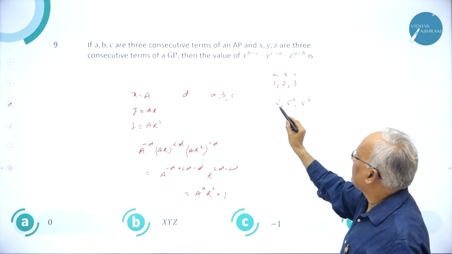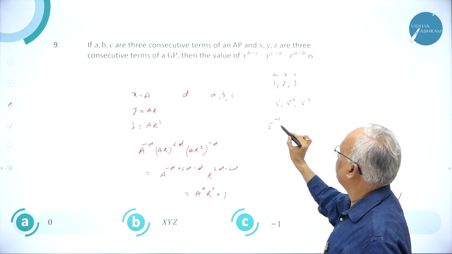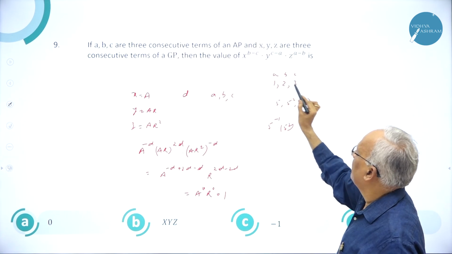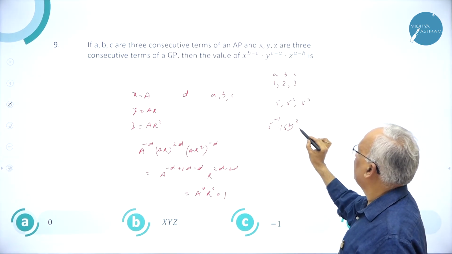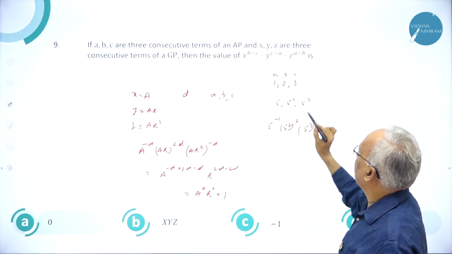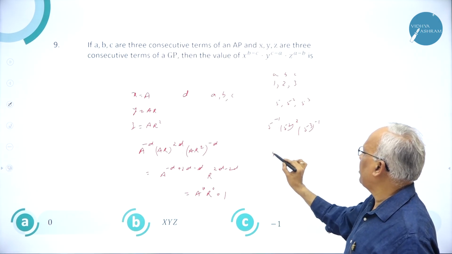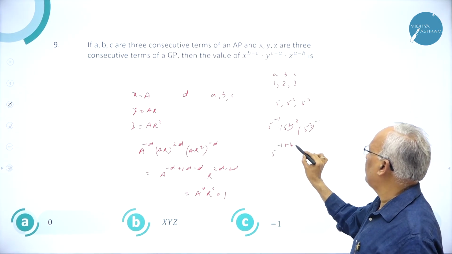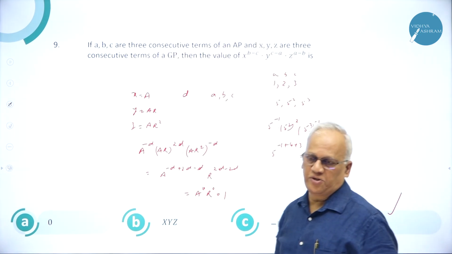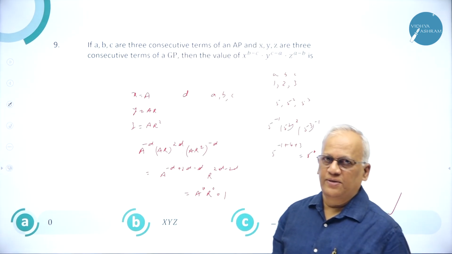So now X to the power of A minus B, that is 5 to the power of minus 1, into 5 squared to the power C minus A, that is 3 minus 1 is 2, into 5 cubed to the power A minus B, that is minus 1, which is equal to 5 to the power minus 1 plus 4 plus 3, which is equal to 5 to the power 0, which is equal to 1. That is also possible. You can take a special case and prove it. So this is the way you do it.